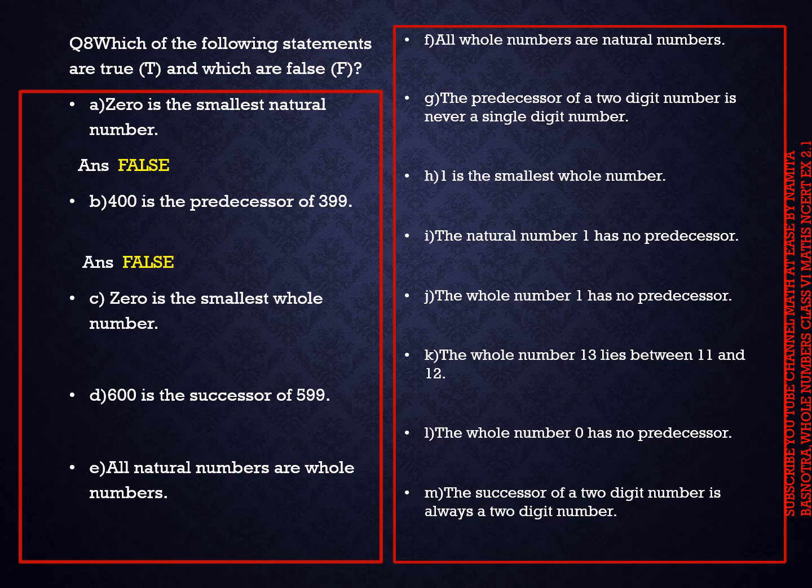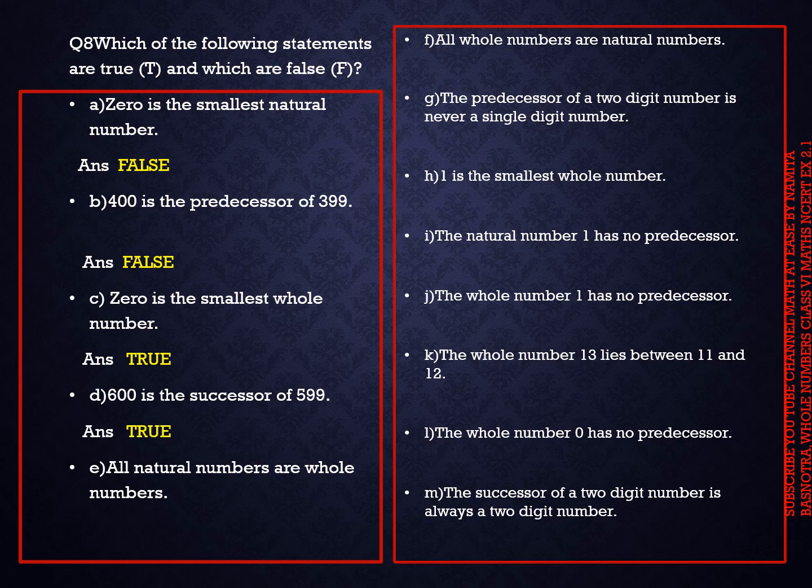Let's come to the C part. 0 is the smallest whole number. Yes, definitely this is the smallest whole number. True. Let's do the D part. 600 is the successor of 599. Yes, 600 comes after 599. So the answer is true.